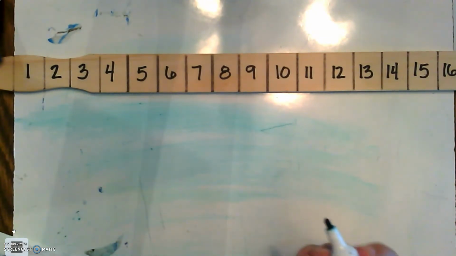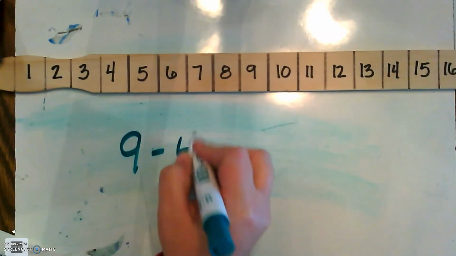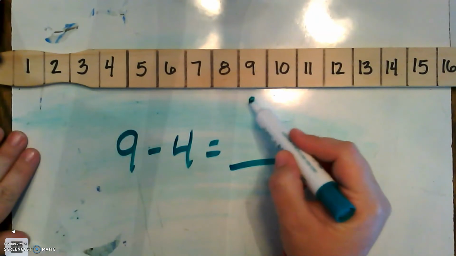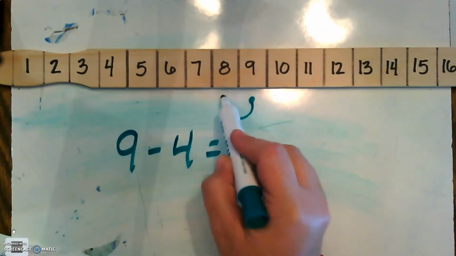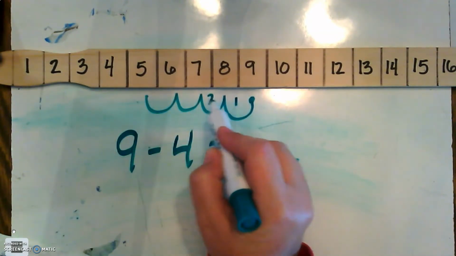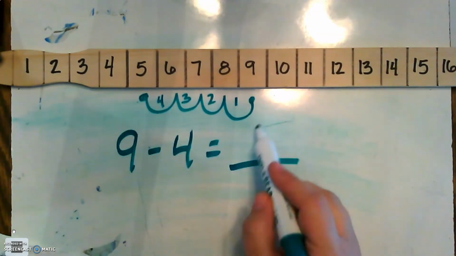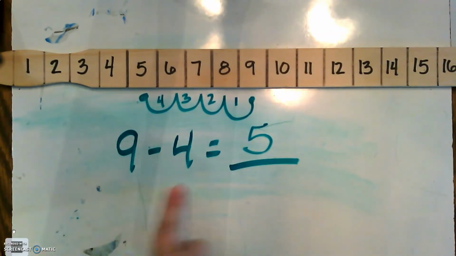Okay. Another one of our problems was 9 minus 4 equals blank. So I'm going to start at 9, and I'm going to jump 4 times to the left. 1, 2, 3, 4. And our answer is 5. So the difference between 9 minus 4 is 5. Great job. 2 more. Okay.